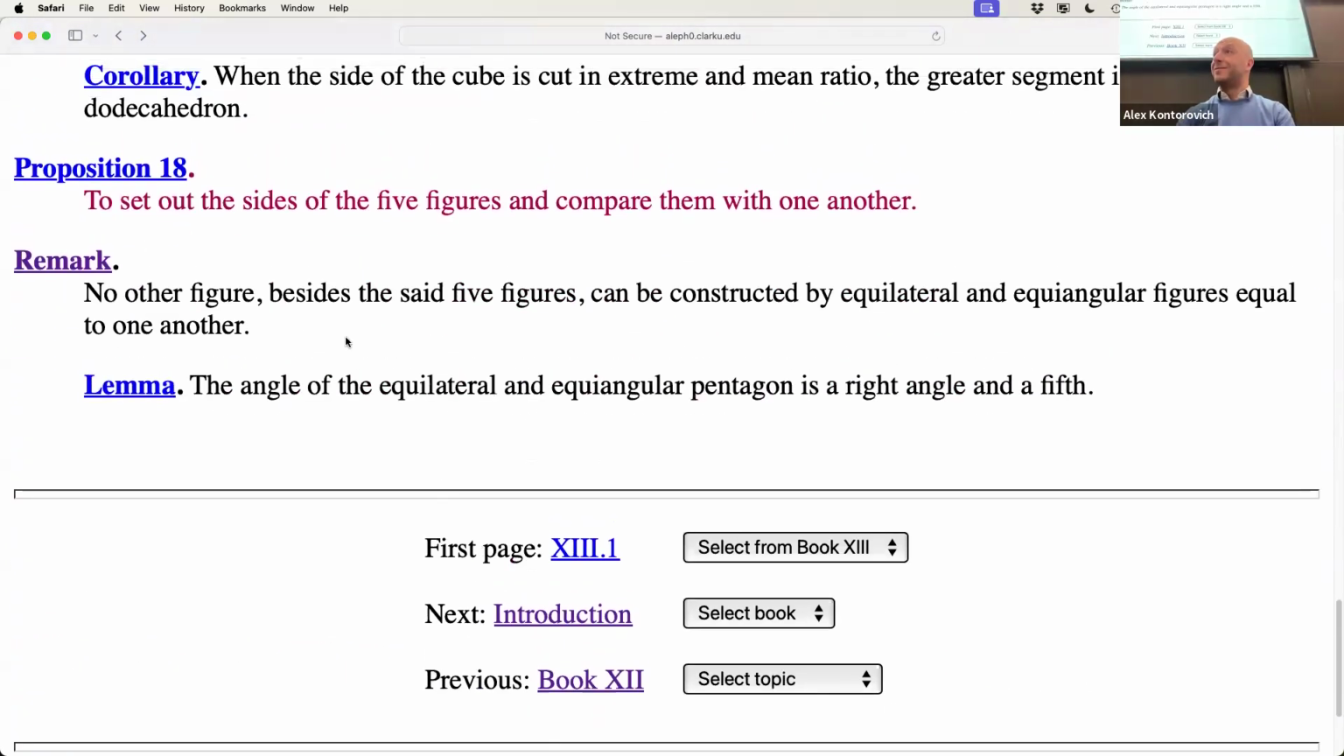And this is the very end. This is the very, very end. We're done with the elements. Yep, this is the finale right here. He constructs this thing, says there's no more. The end.